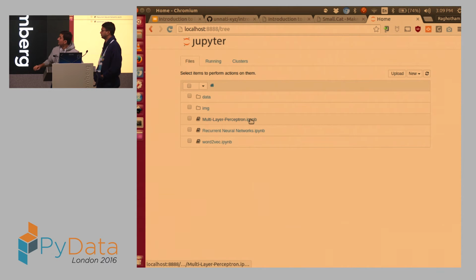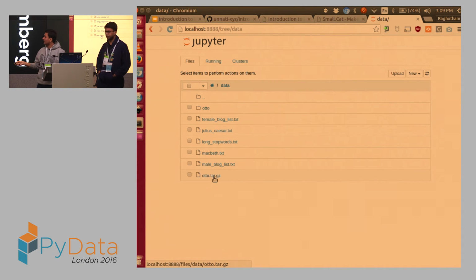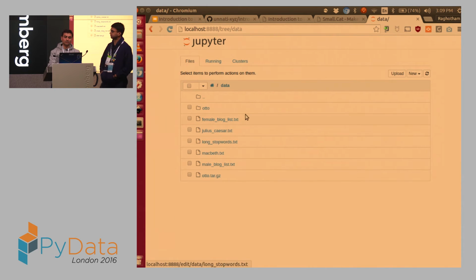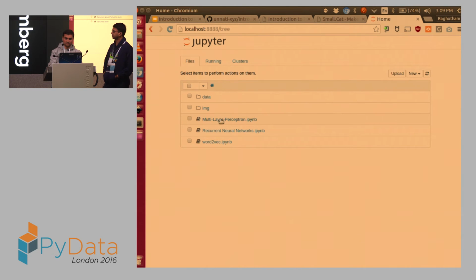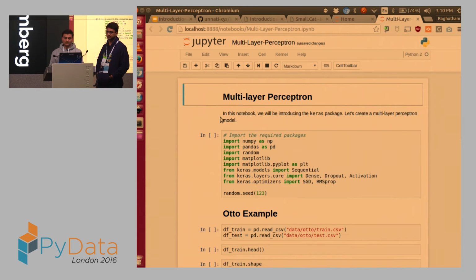Let's open the data folder and unzip auto.tar.gz. Untar it and unzip it, and you get the data set. Once you have unzipped it, you can run the notebook and come back to the multi-layer perceptron notebook. Does anyone have a problem, or do we just continue? Okay, let's continue. So we have the multi-layer perceptron here.